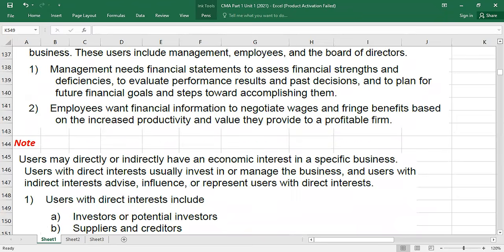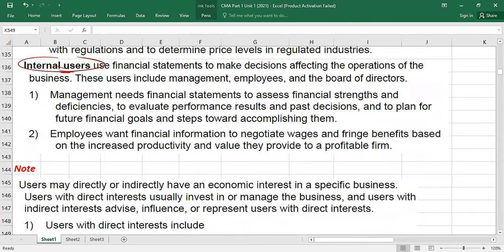Then we have internal users, from inside the company. Internal users could be management. Sometimes management salaries or bonuses are performance related. Maybe if you are on the board of directors, the company has given you an option: if our profit reaches this level, we will give you this much bonus. Whether profit has reached that level or not, you will find from the income statement and financial statements.